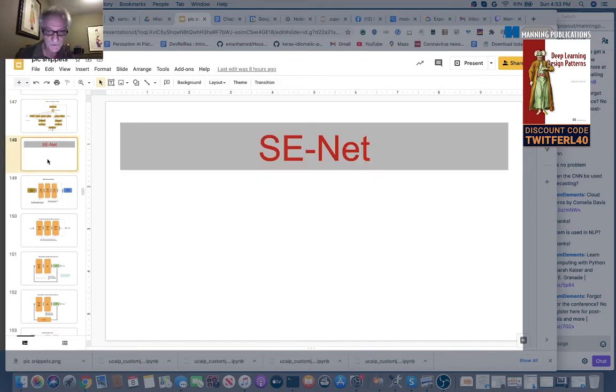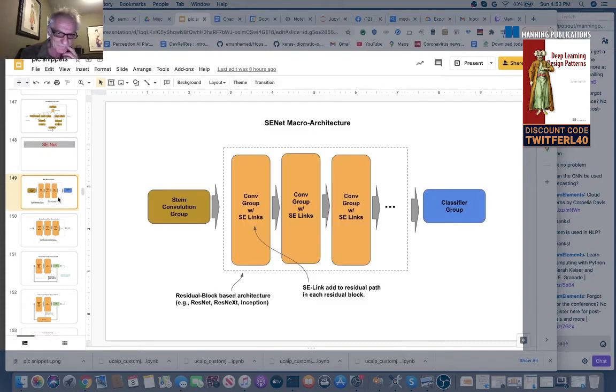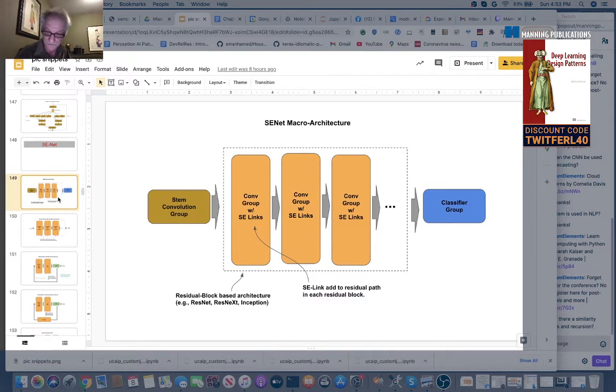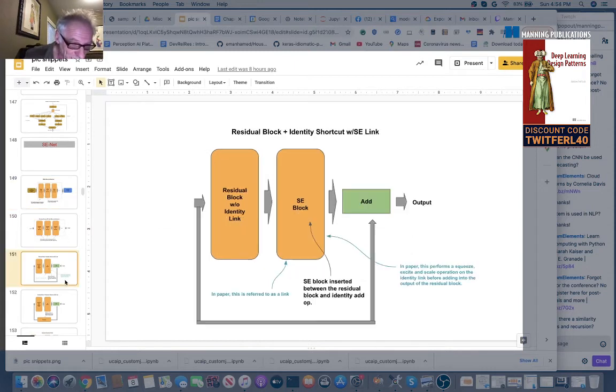Okay, so maybe we'll take a moment, look at SENet. Again, an SENet is an adaptation to existing residual models. So assuming you already have a residual model, a block design model like a ResNet or a ResNeXt or an Inception, this is something you added to it. So it wasn't really a new architecture, but a modification to existing architectures. Okay, and this will show you what that modification is.